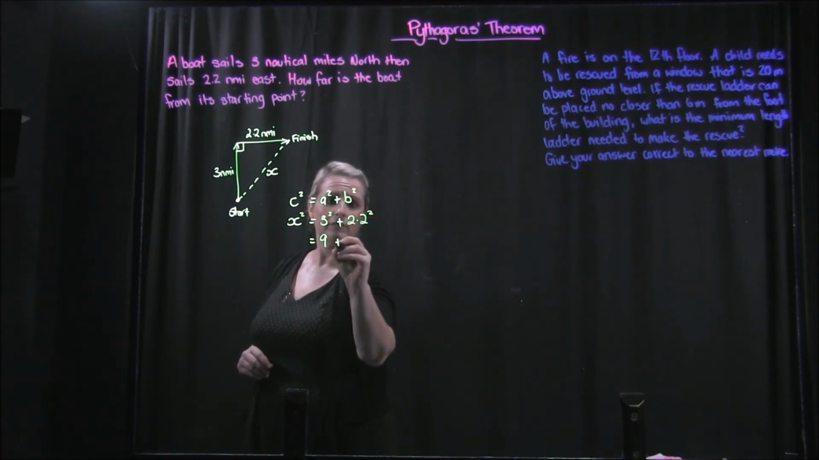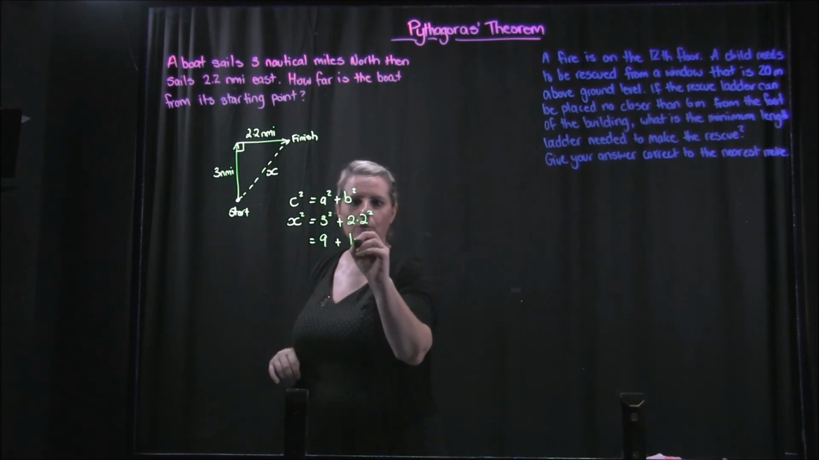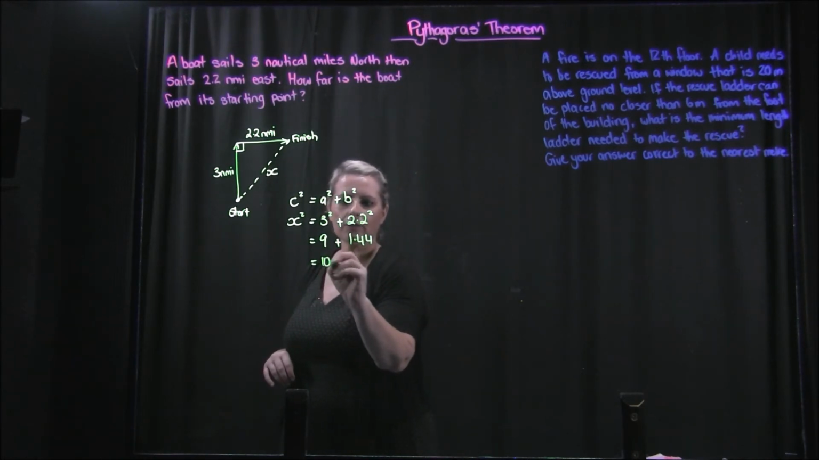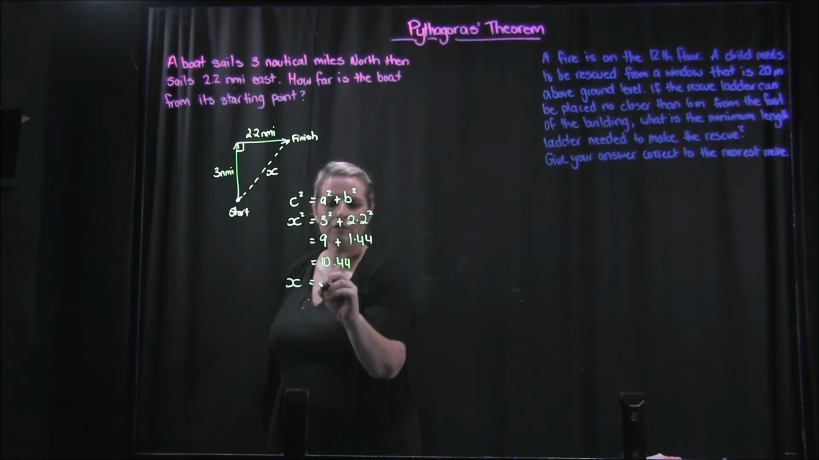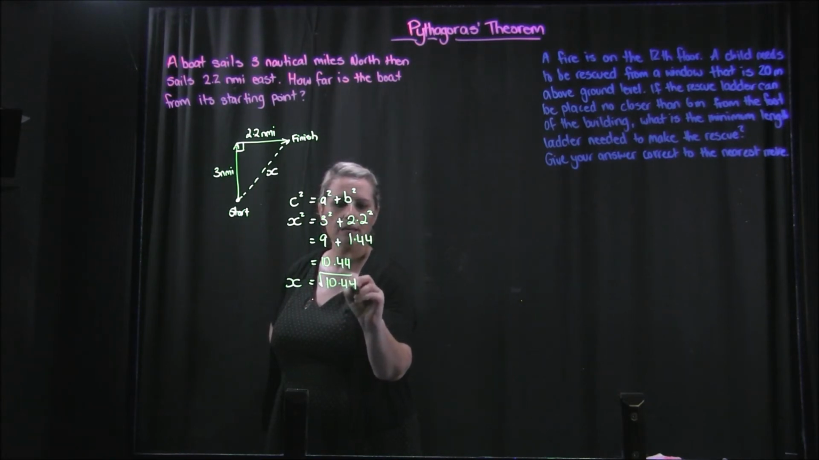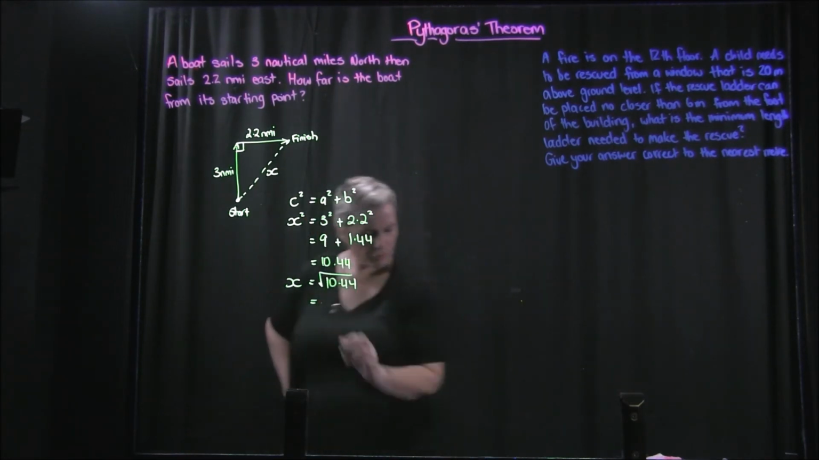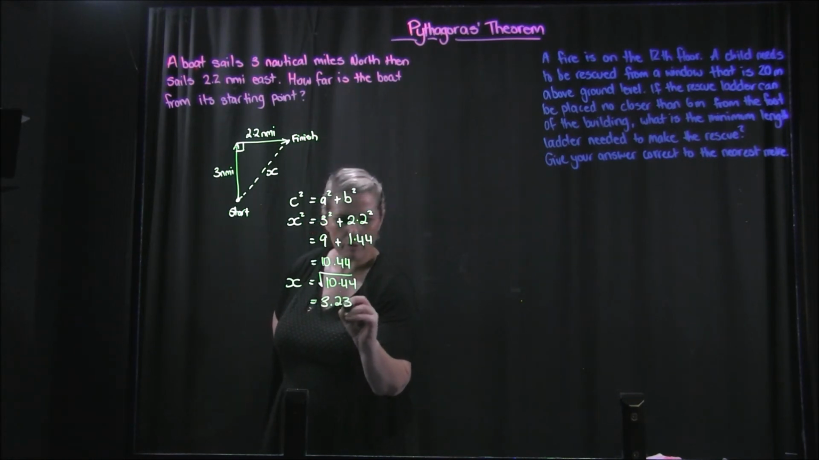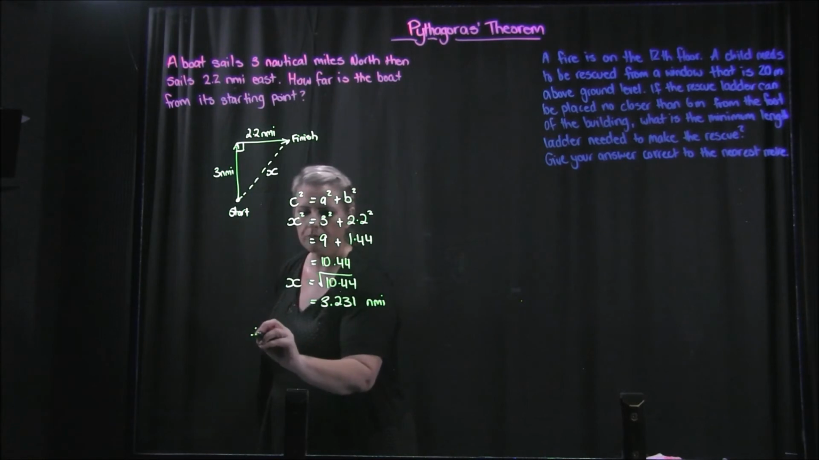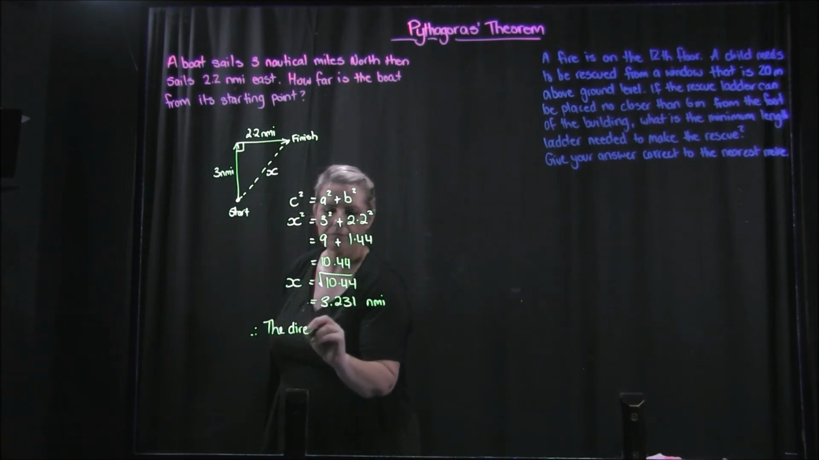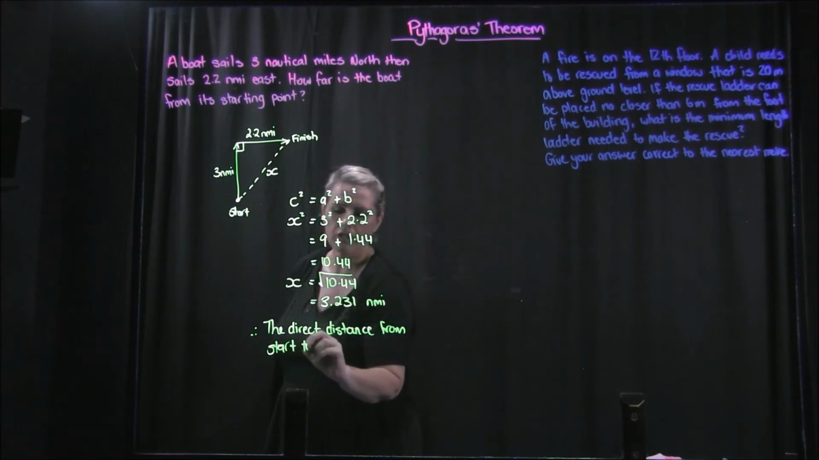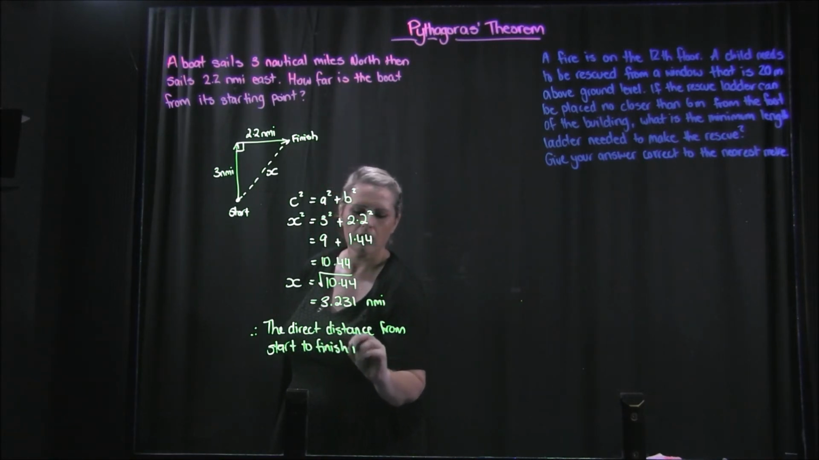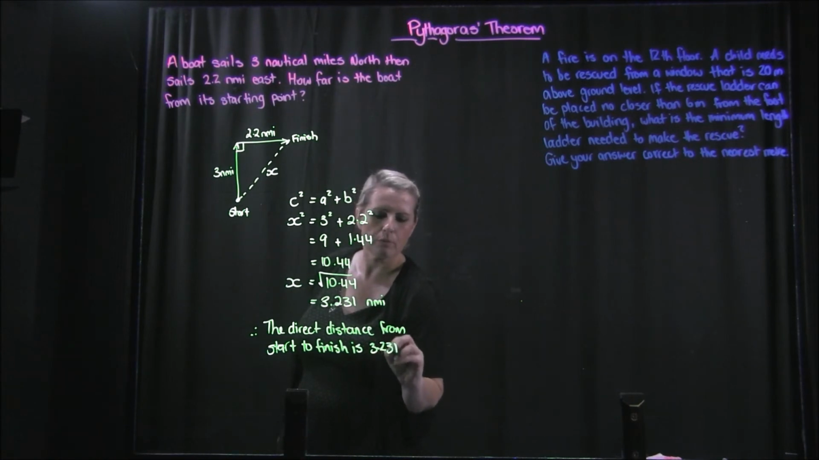3 squared is 9. 3 3s are 9. 2.2 squared is 1.44. If I add them together, I get 10.44. Now, to find x, because this is x squared, I'm going to find the square root. That's the opposite. The square root of 10.44 is 3.231 nautical miles. Therefore, the direct distance from start to finish is 3.231 nautical miles.